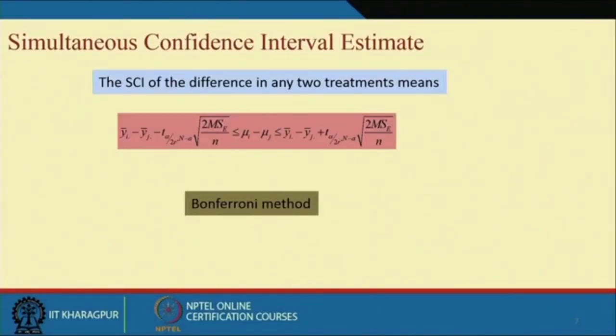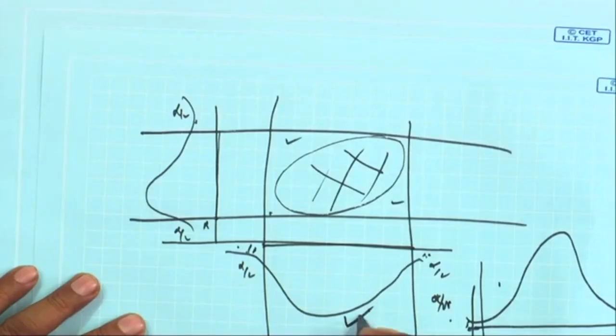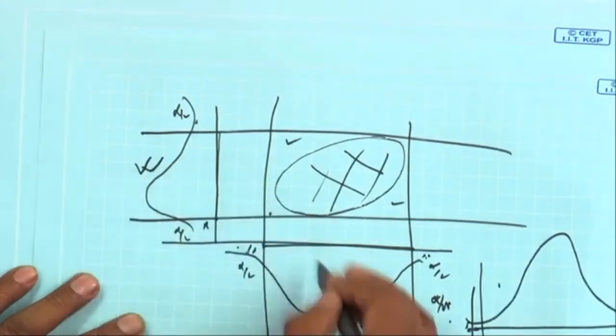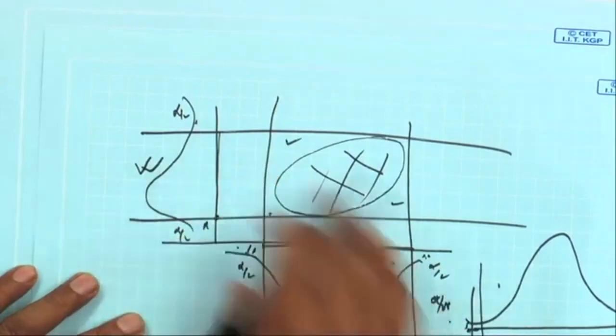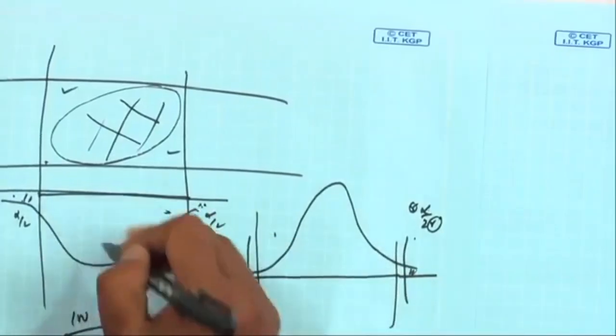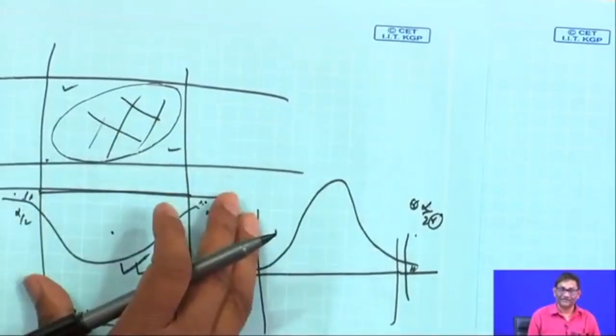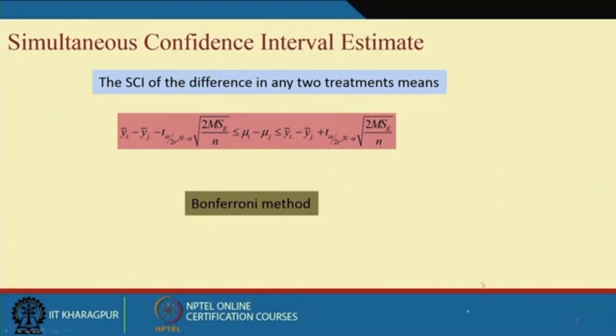Simultaneous two treatment means is a similar case. Here, two different treatments, first treatment and second treatment, it may be a difference. So, how do you treat r? r will be the number of treatments when you are going for treatments. When you are going for different pairs of treatments simultaneously, r will be the number of pairs, that is the issue. So, y i bar minus y j bar, and then again t alpha by 2r.